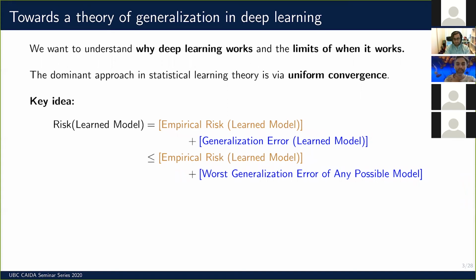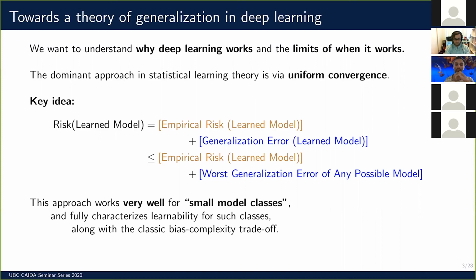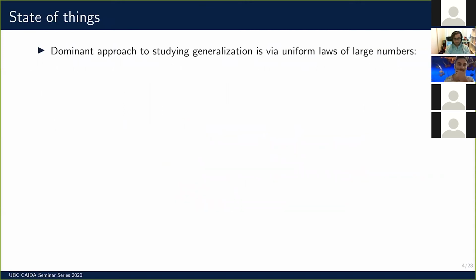Now this class of models that you could have learned could be distribution dependent, it could be distribution independent, et cetera, and we'll discuss some of those subtleties later. But this general approach is very well suited for so-called small model classes, like VC classes, and it fully characterizes learnability in such classes. And the basic question is, is the continued use of this set of tools appropriate for understanding deep learning? So what's the state of things in deep learning theory?